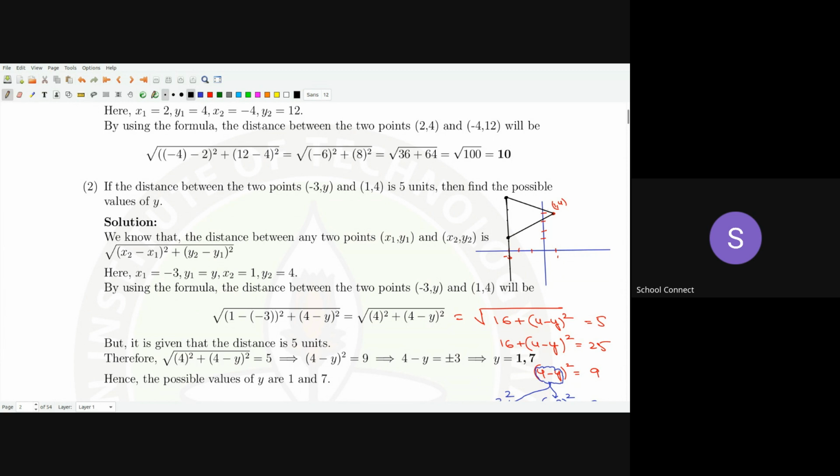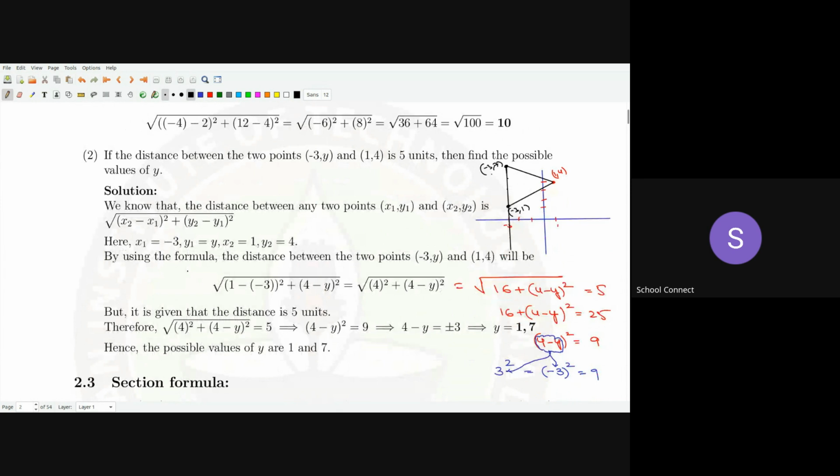Okay. So that's the intuition. If you have this geometric intuition, then you can easily observe that minus 3 comma 1 and minus 3 comma 7, these 2 points are 5 units away from 1 comma 4. Okay. So that's the logic behind y can take 2 values instead of only one possible value. Any doubt? No, sir. No? Okay, great. So that's about the distance between 2 points.